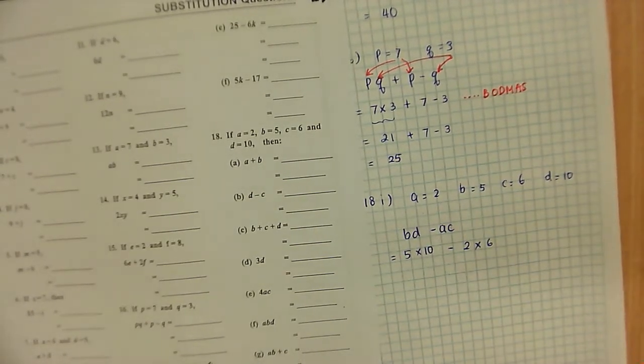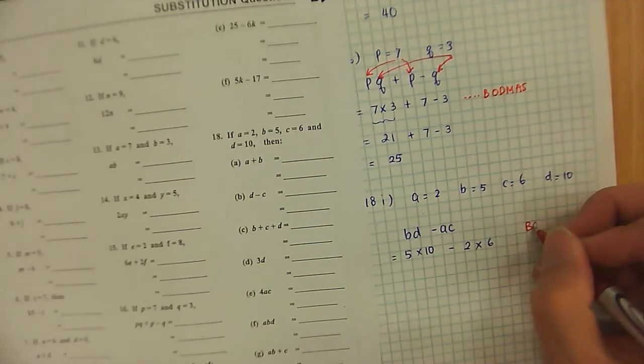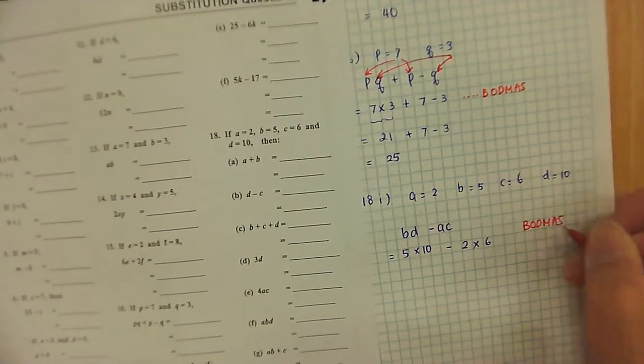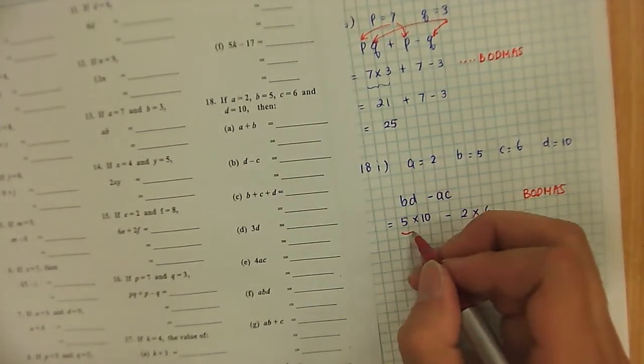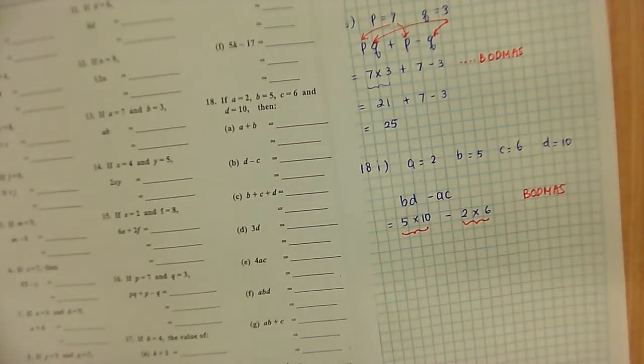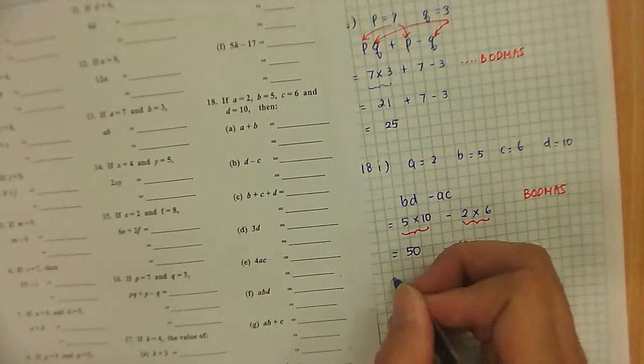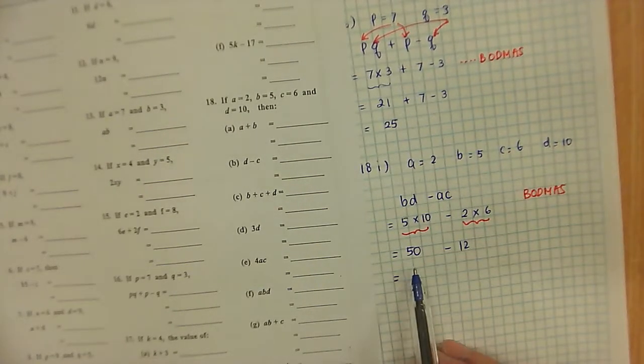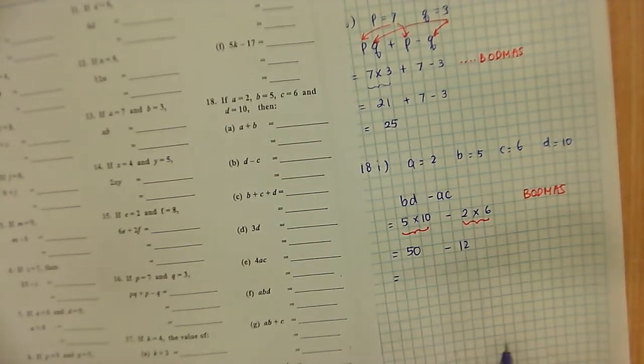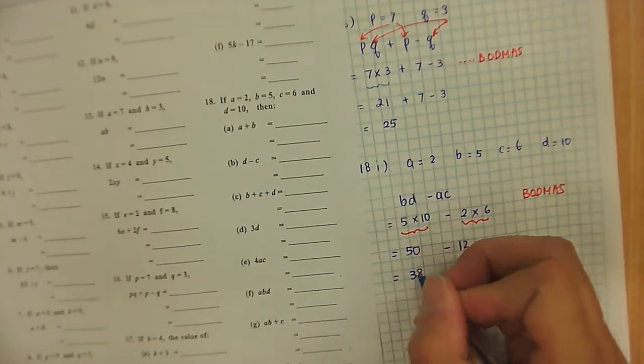Now again, what we're going to do is the BODMAS rule. Alright, so let's do multiplication first. So in this case, it will be 50 minus 12. Alright, so next is 50 minus 12. That will be 38. That will be it.